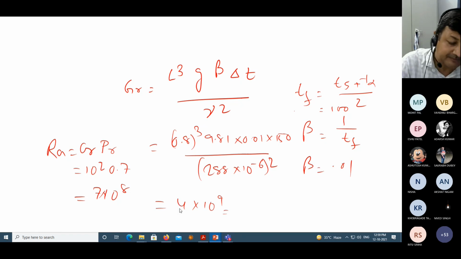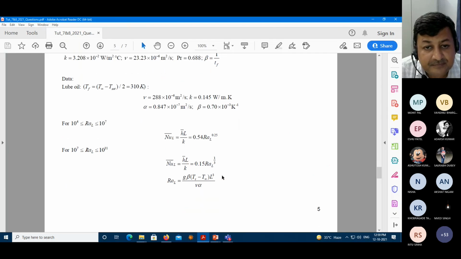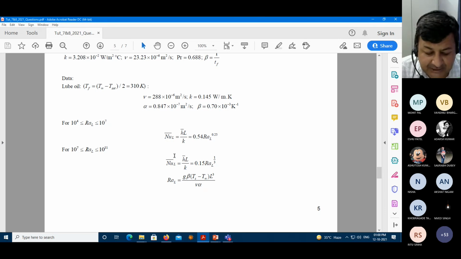Your free convection, whether it is laminar or turbulent, 10 to the power 9 in case of natural convection means a very high Rayleigh number flow, right? So it will be a turbulent flow. So you should use this formula to calculate the Nusselt number. From there you will get h, and from h you have to calculate the rate of heat transfer.